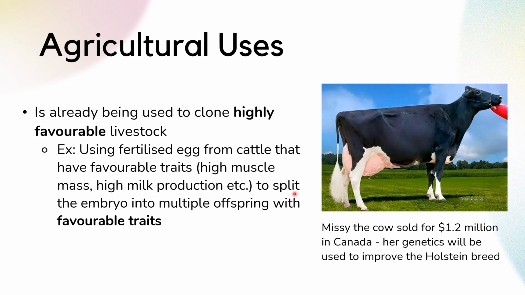For example, this is how important this is to agriculture. This is Missy the cow. Missy the cow has such good genetics that she was sold for $1.2 million in Canada because her traits were so favorable and they produced a lot of money, obviously for her owners, that she was worth $1.2 million.